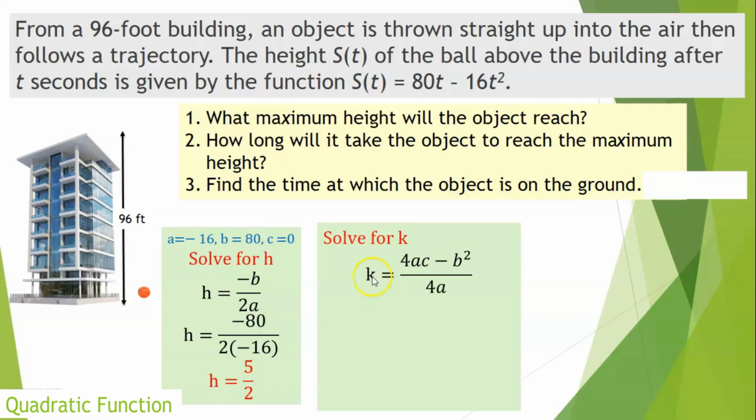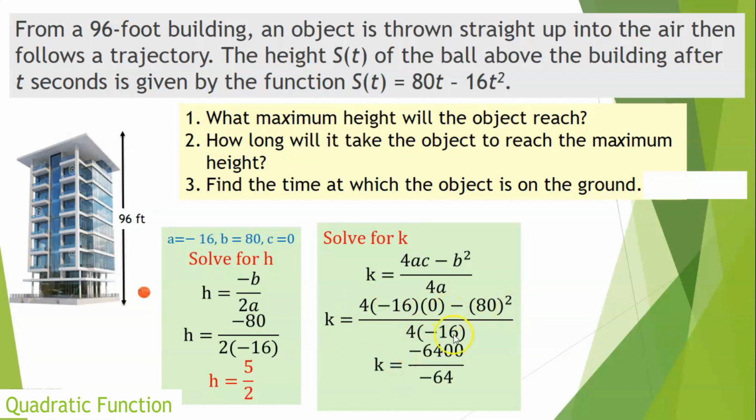Next, solving for K. Let's substitute: 4 times negative 16 times 0 minus 80 squared, over 4 times negative 16. The first term is 0, so that becomes negative 80 squared, or negative 6,400, over negative 64, which is 100. Therefore, the maximum height the ball will reach is 100 feet. And how long will it take to reach the maximum height? That would be 5 halves, or 2.5 seconds.